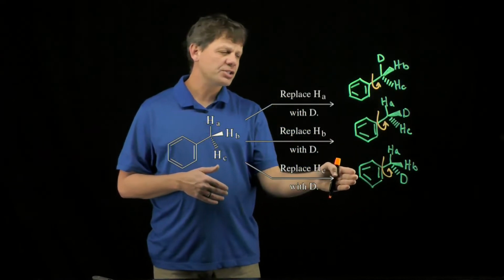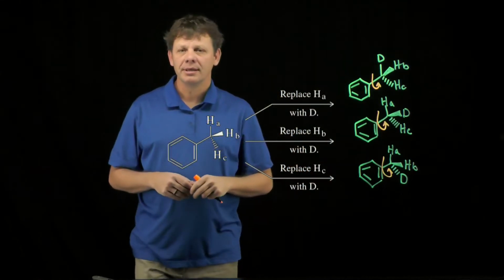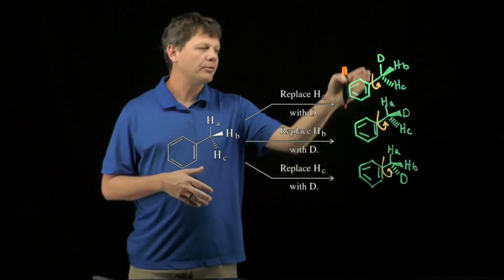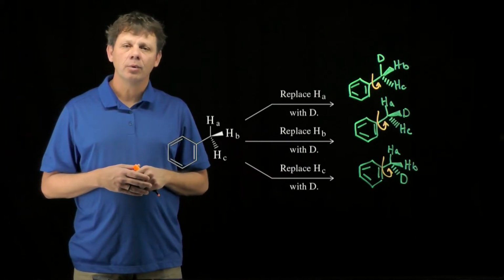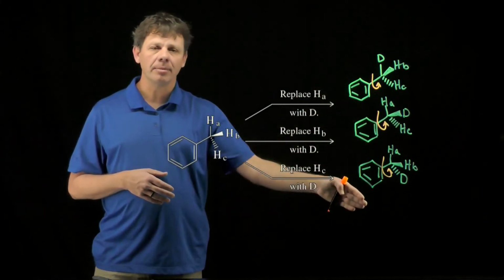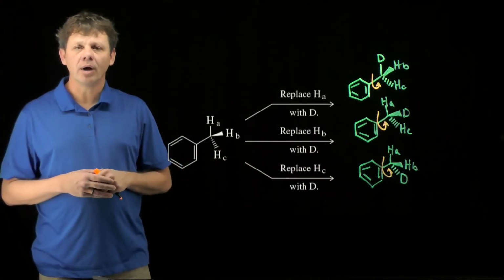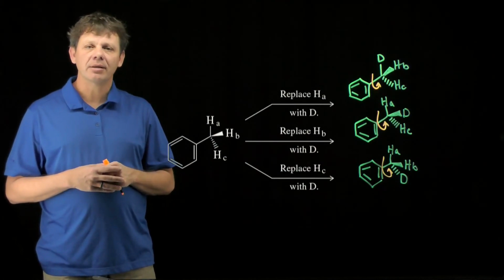And so the relationship between these three new compounds is that they're all just one compound. They're all identical. These three compounds are all identical. Regardless of which hydrogen we replace with deuterium, we get the same compound. What does that mean? The methyl group will only give one signal in the NMR spectrum because all three hydrogens are chemically equivalent.